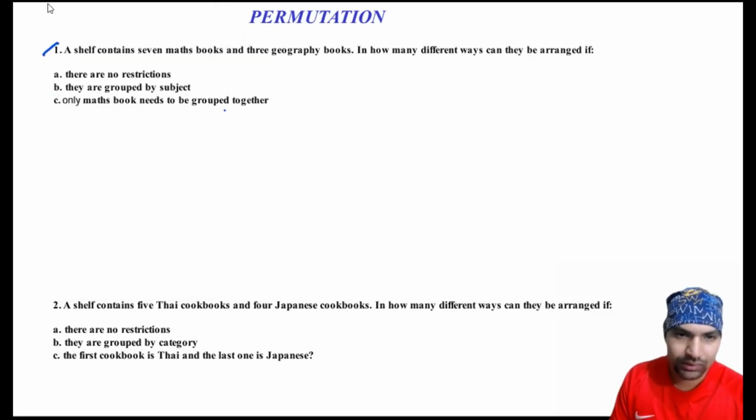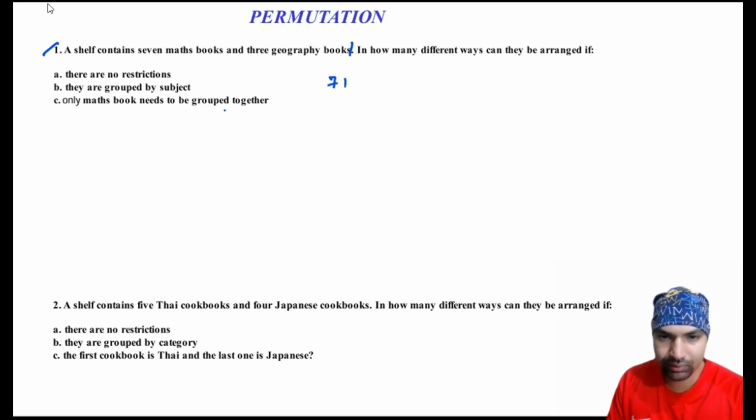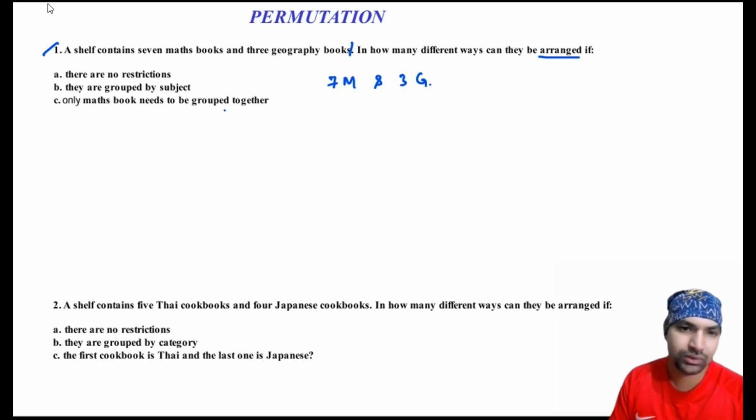It says a shelf contains 7 math books and 3 geography books. So what is the interpretation from here? We are given 7 math books and 3 geography books. All right. Now it says, in how many different ways can they be arranged if? So here the keyword is arranged. That means it's a question of permutation. Okay. If there are no restrictions.